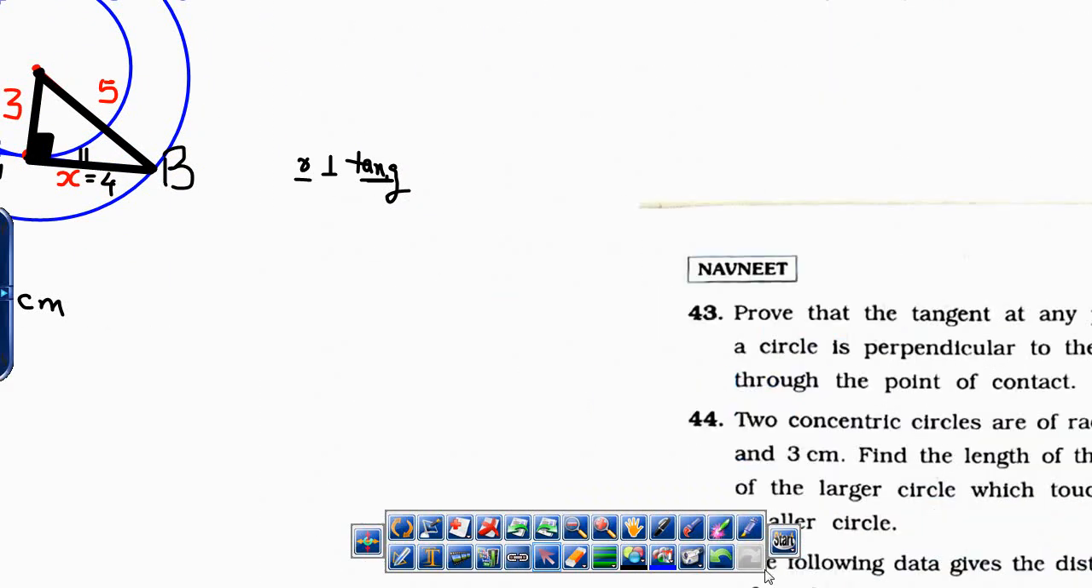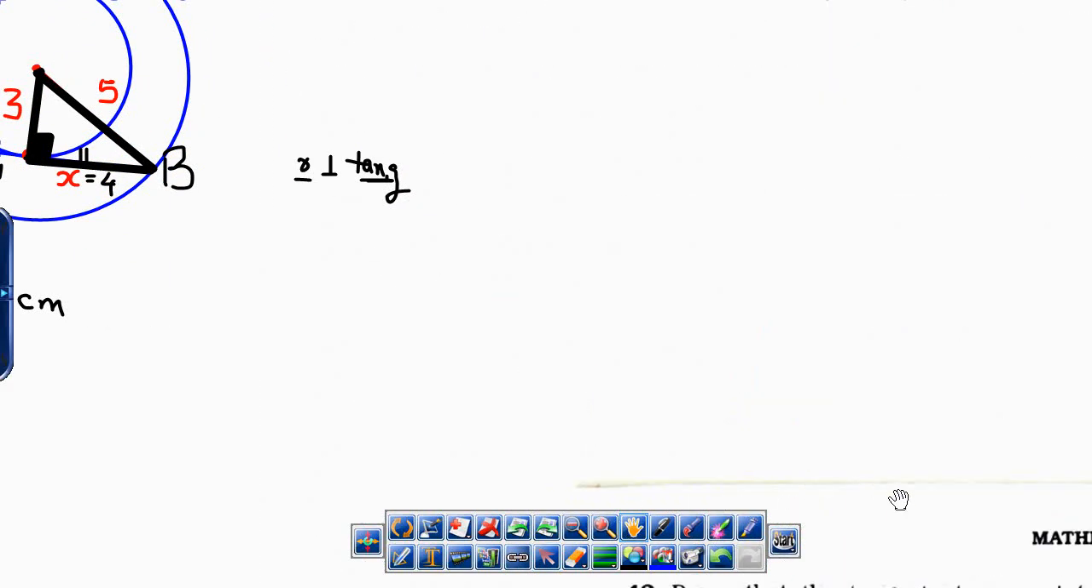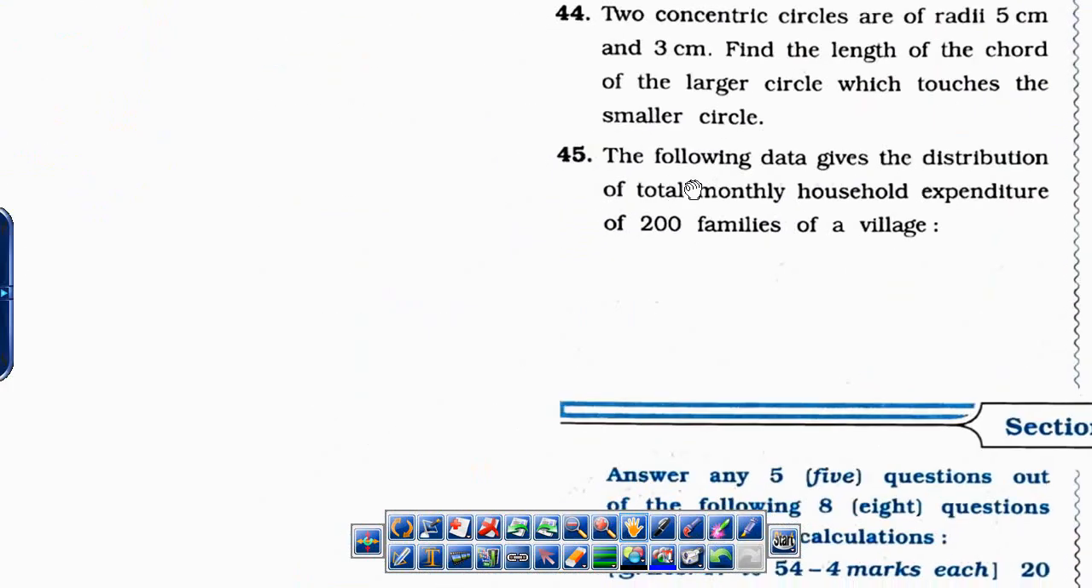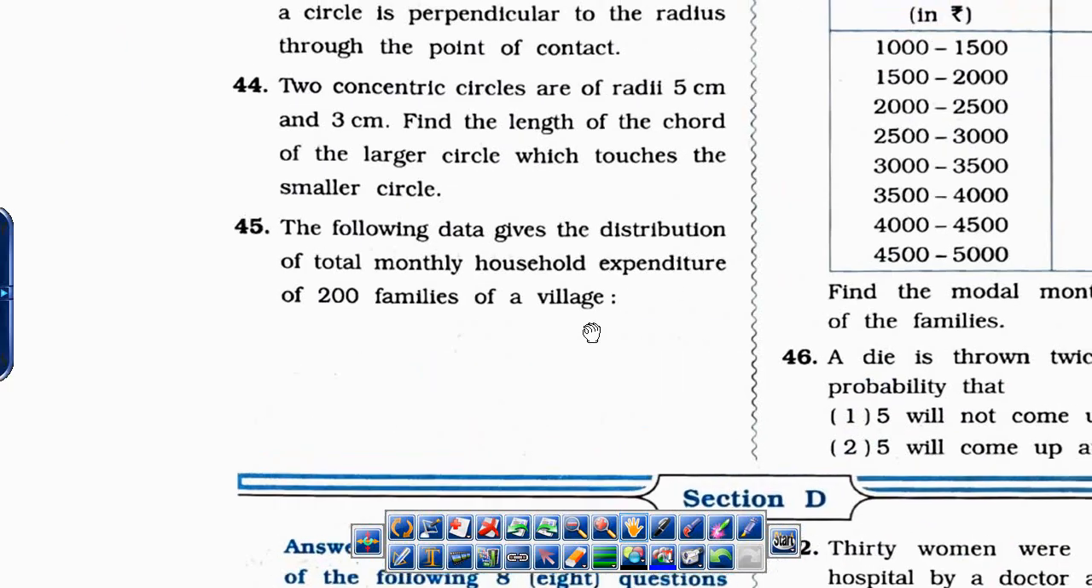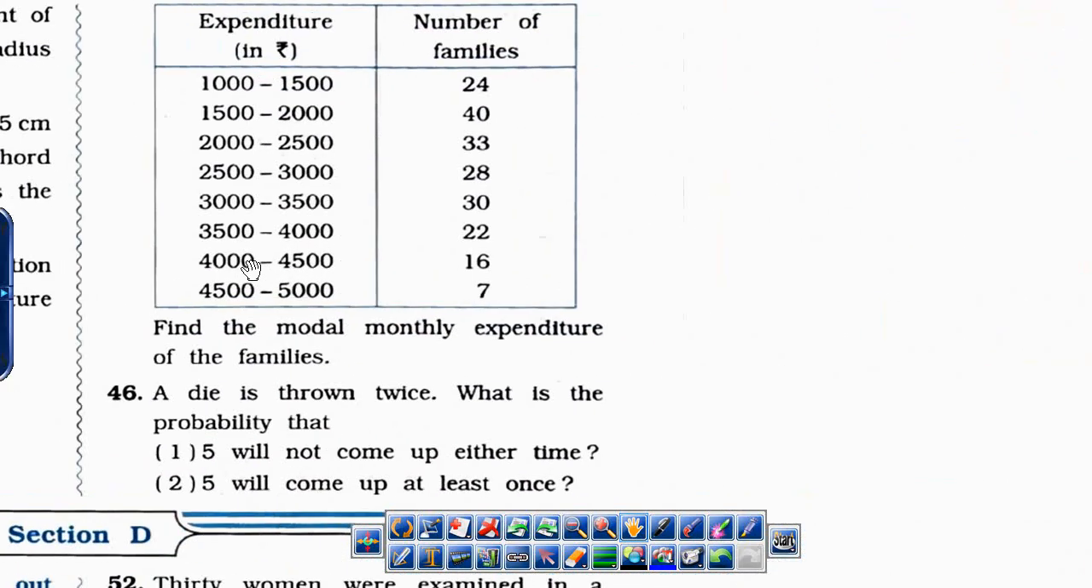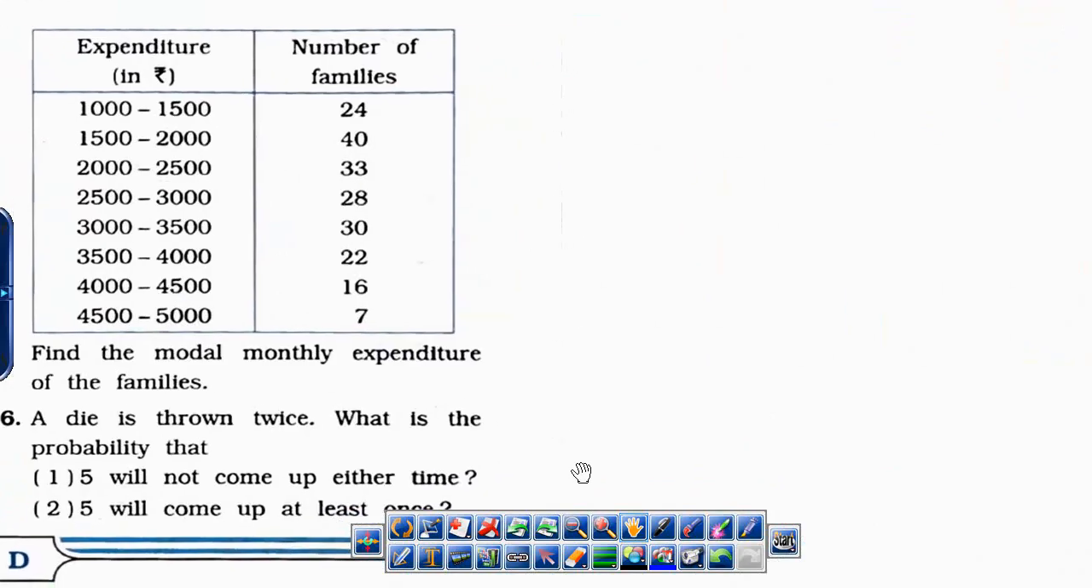45th sum. The following data gives distribution of total monthly household expenditure of 200 families. Find modal monthly expenditure. Very nice. To find out mode, you have to choose the highest frequency. The highest frequency is 40.